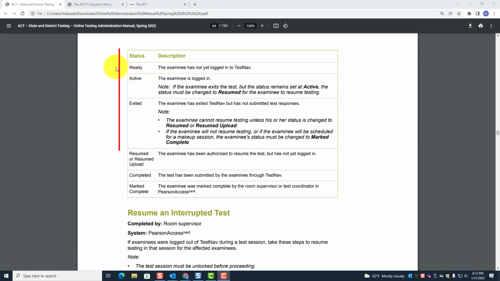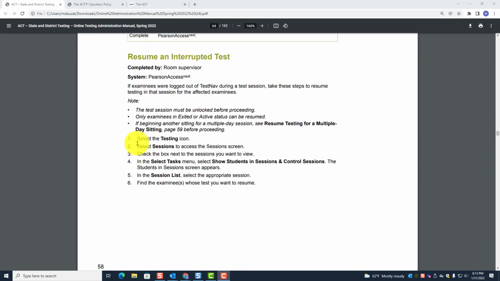We looked at ready, active. We saw some examples where it indicated exited. We looked at resumed. We discussed completed, and we discussed marked complete. We discussed what it means to resume an interrupted test.